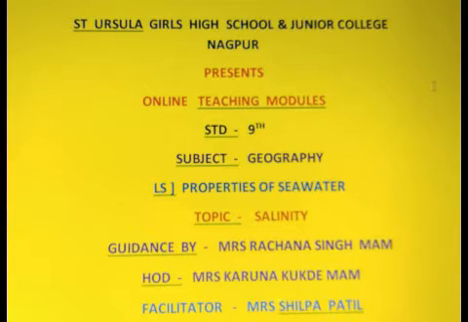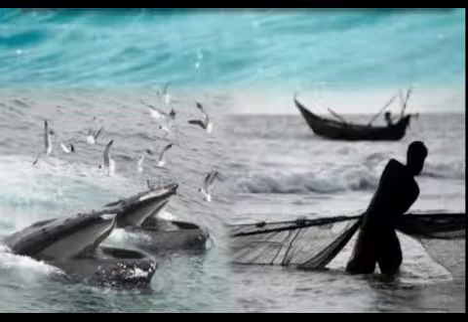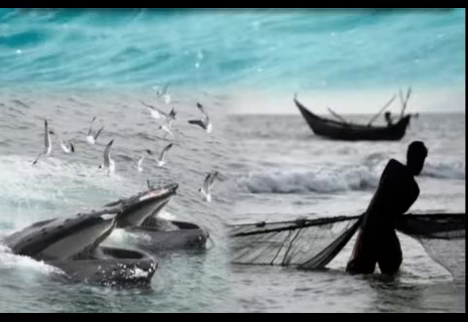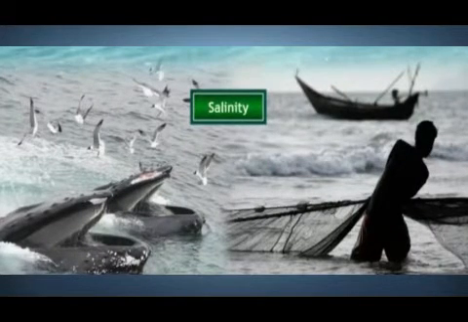Let's start today's session with lesson 6, Properties of Seawater. Seawater has three major properties which are essential to man as well as other life forms on earth. These properties are temperature, salinity and density. Now, today we are going to study about salinity. So, in this module, we will learn about the salinity of seas.